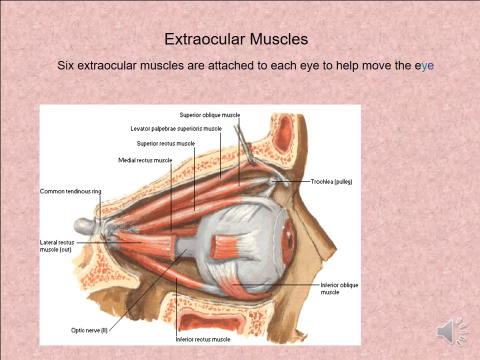We have a group of muscles that move the eyeball, called extraocular muscles. There are 6 extraocular muscles attached to each eye to help move the eye left and right, up and down, and diagonally. These are the skeletal muscles of the eye.